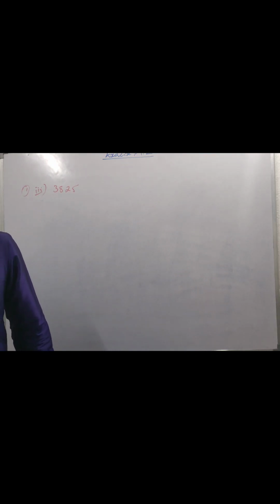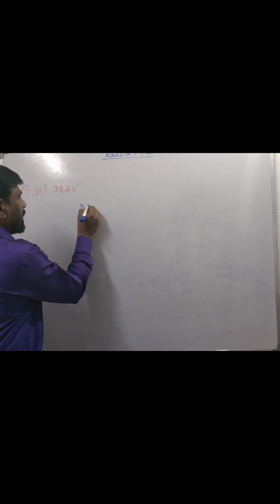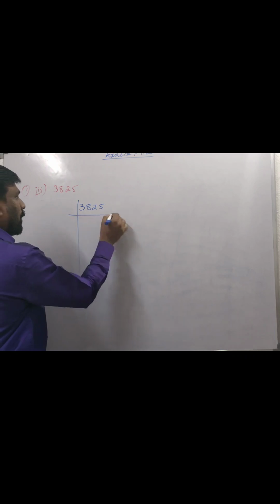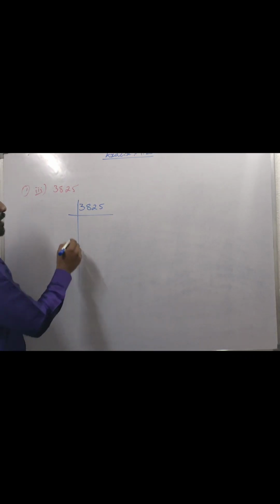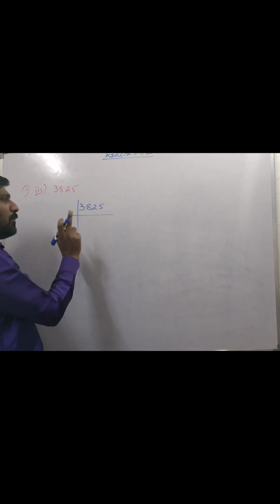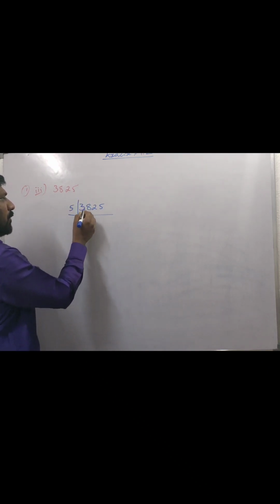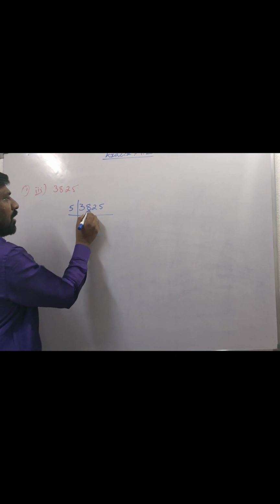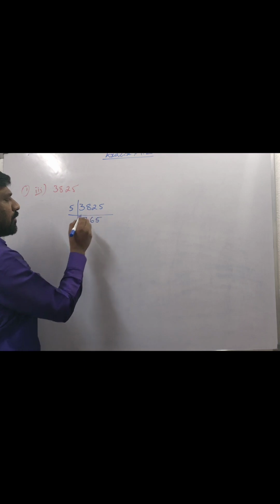Simply what we have to do is find the product of its primes. Just factorize this 3825 as a product of primes. So since the unit digit is 5, definitely it goes in the 5 table first, right? So let us start with the 5 table. 5 7s are 35. What is left? 32. 5 6s are 30, 2 left. 5 5s are 25.